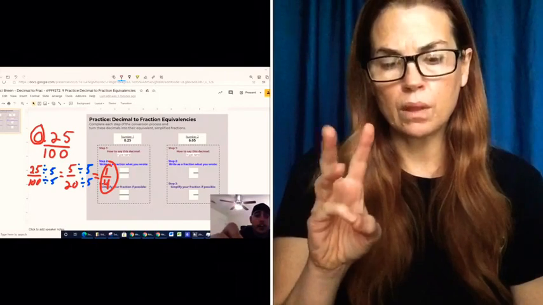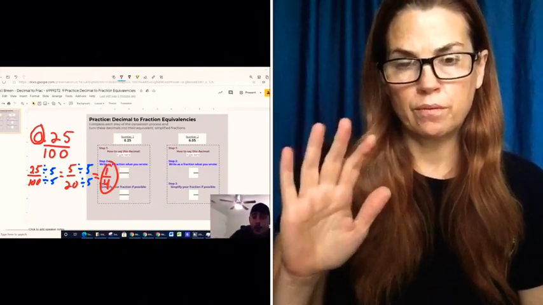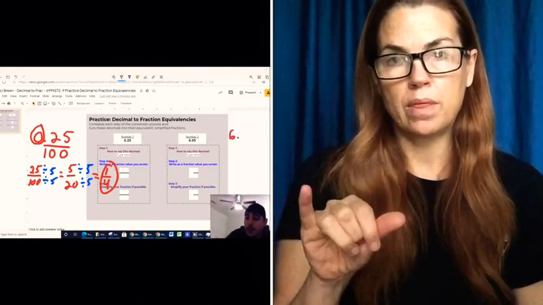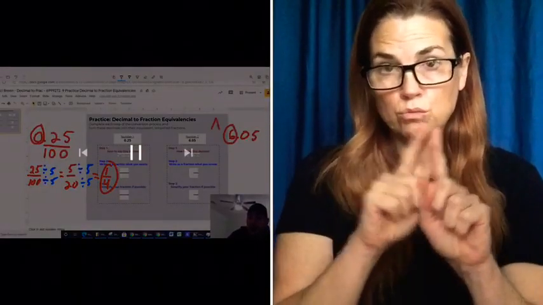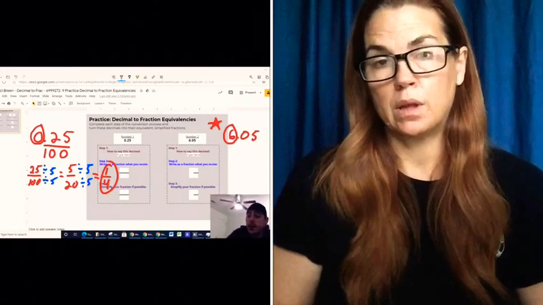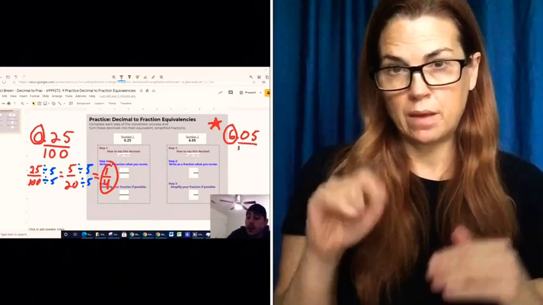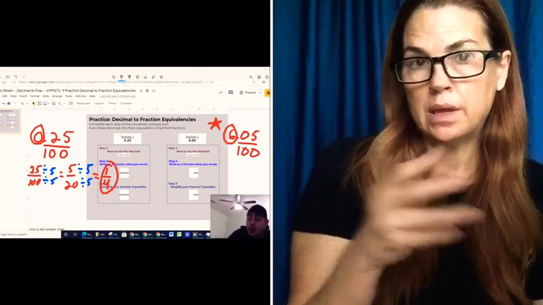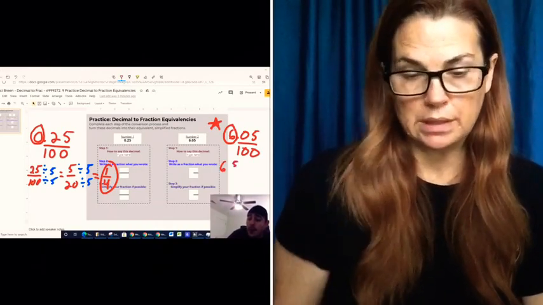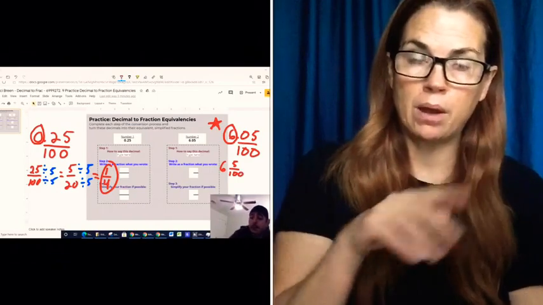Okay, now looking at the second one, I have 6.05, so I'm going to get to where I can write again. So I have 6.05, so I'm going to circle the whole number, put a star next to it because it's important. Then I'm going to put a fraction under the decimal, put a 1 under the decimal, and a 0 for each digit I see. So this is 6 and 5 hundredths.